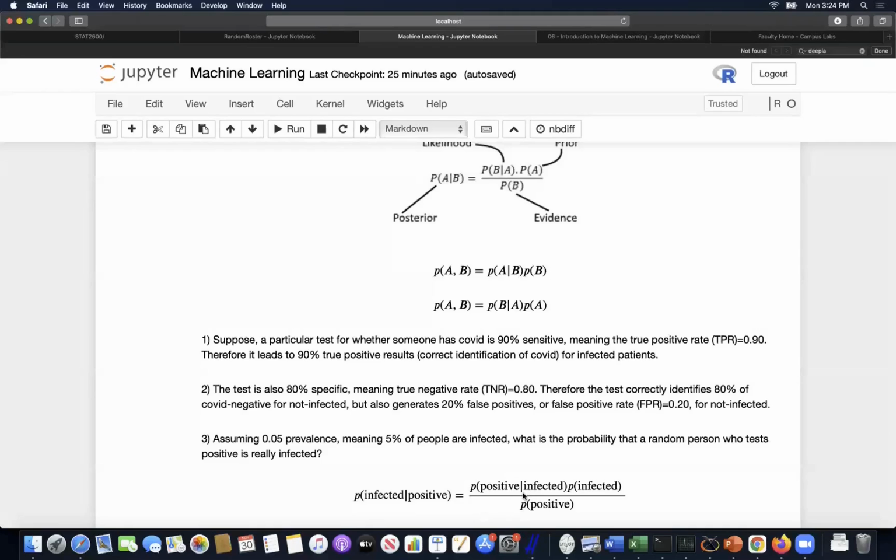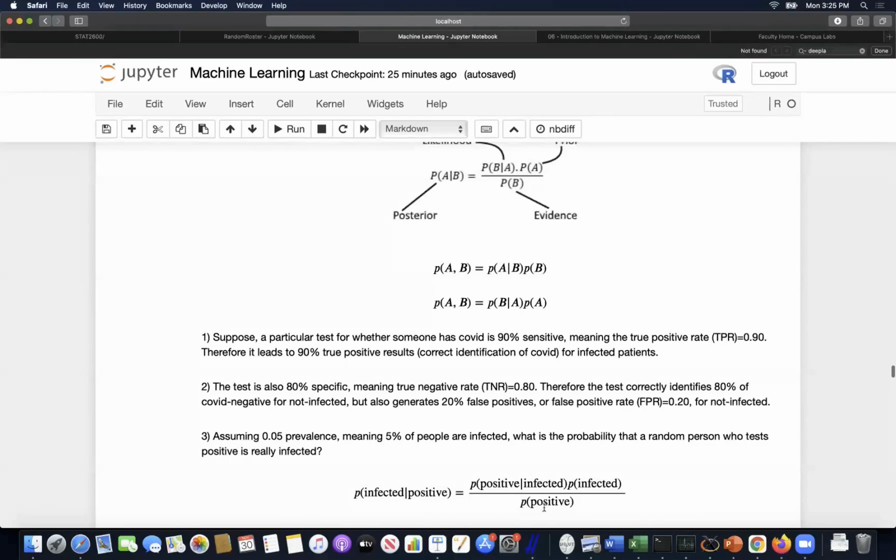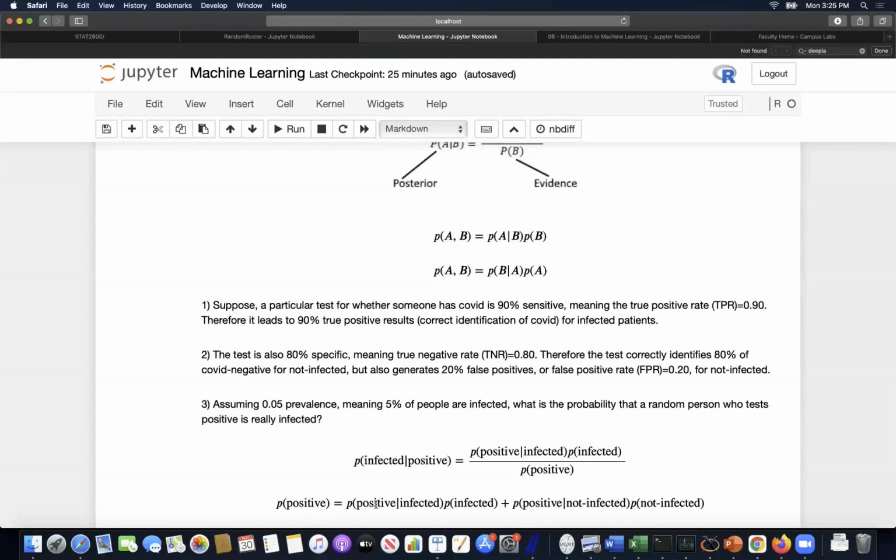We know this term, P of positive given infected. That's the true positive rate of the test. P of infected is this 5% of the population, and P of positive, you can just break it apart. You can say P of positive is P of positive given infected times P of infected, plus P of positive given not infected times P of not infected. As a person, we are either not infected or infected, so there are only two cases. That's the probability for the first case, the probability for the second case, and then you are just multiplying these terms together and adding them up. That's going to give you the probability of positiveness, and that's your evidence. And this is exactly where the false positive rate comes in. So that's why we needed the second piece of information.